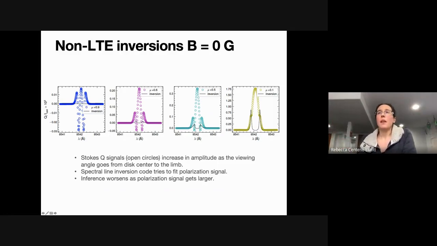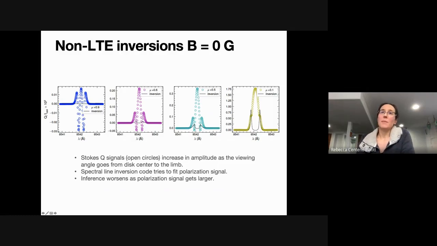These Stokes-Q signals are going to mislead the spectral line inversion code, which is going to be trying to fit them, assuming that they are caused by the Zeeman effect. So this is what the black line is showing in each one of the panels. The black line is STIC's best attempt at fitting each one of these spectral lines in each one of these cases.